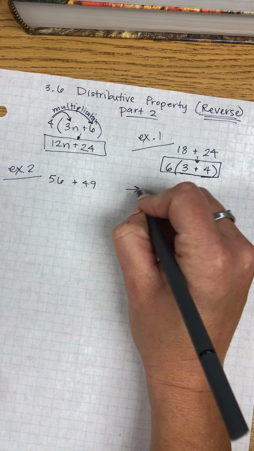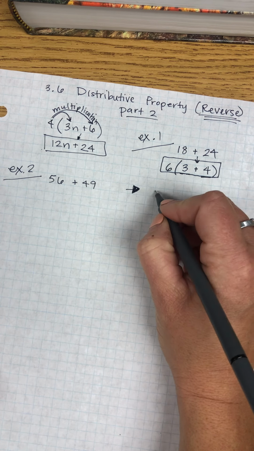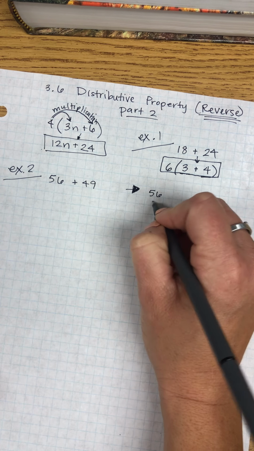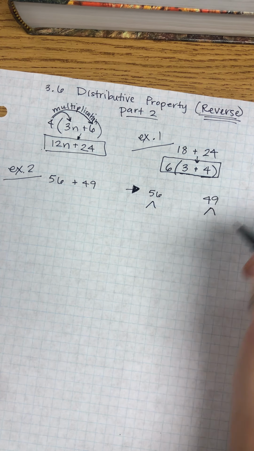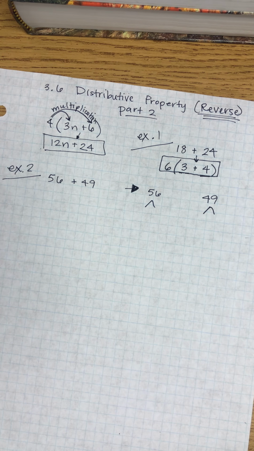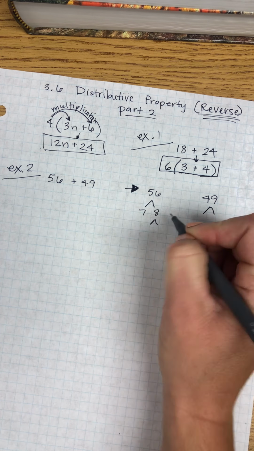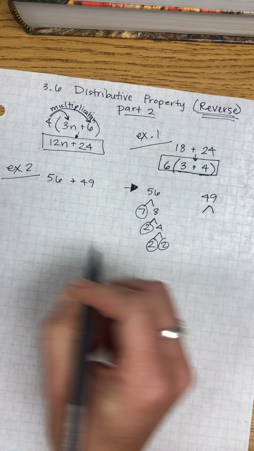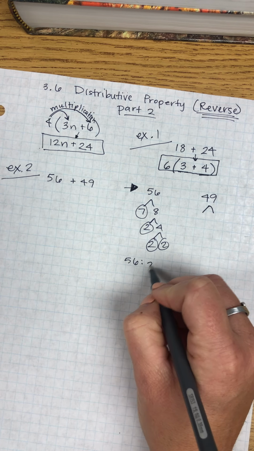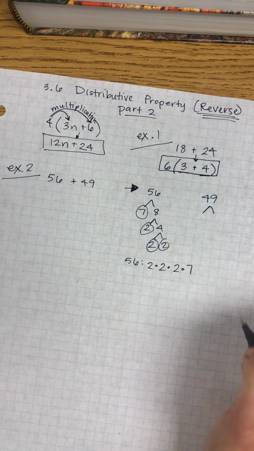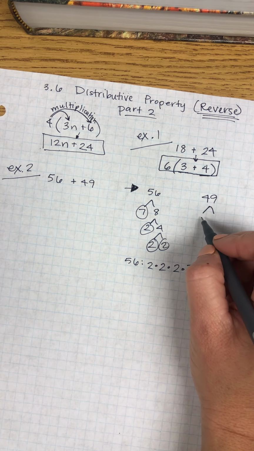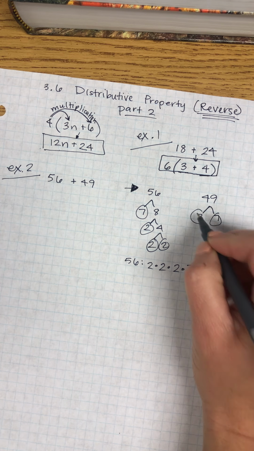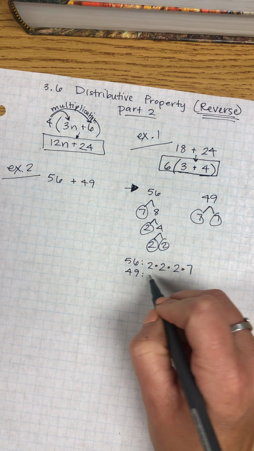So what we're going to do when we're not sure what they have in common is find their factors. So 56 and 49. What goes into 56? Any two numbers. Audrey. 7 and 8. And 7 is prime, and 8 is 2 times 4, and 4 is 2 times 2. So 56 is 2 times 2 times 2 times 7. And then I'm going to do 49. Max? 7 times 7. And both those are prime. So for 49, I just have 7 times 7.